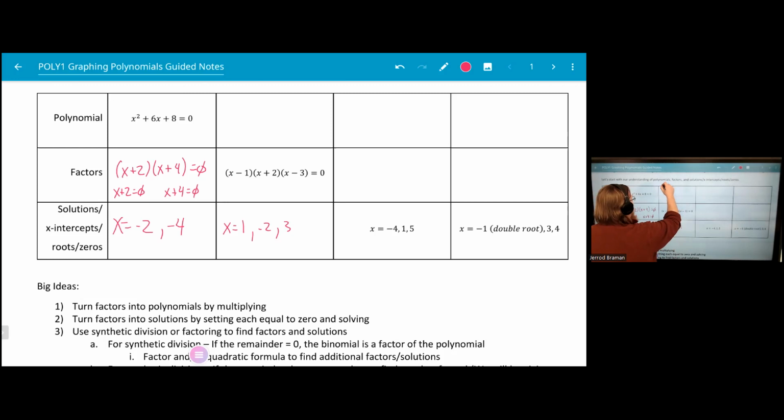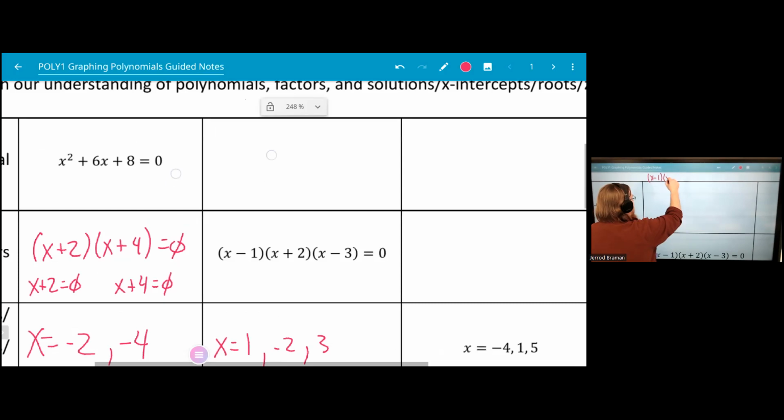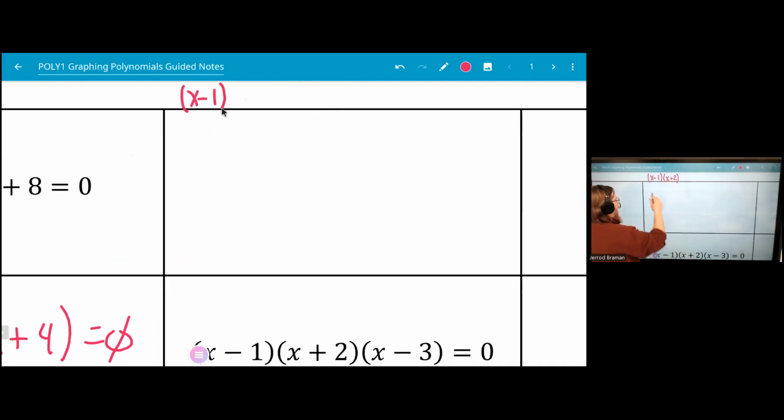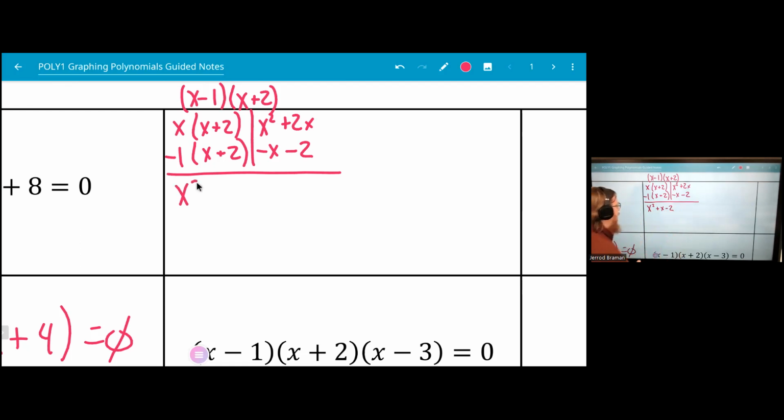I'm going to do x minus 1, make this nice and big here, x minus 1 times x plus 2. And if I do that, I'll use the distributive method. I like to set it up like this here. And when I distribute through, I get x squared plus 2x minus x minus 2. So if I take that resulting polynomial and combine like terms, I've got x squared plus x minus 2. And this is what I have to multiply by the last thing I've got. I have to multiply this by x minus 3.